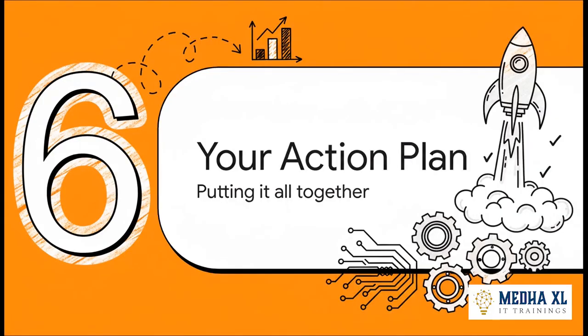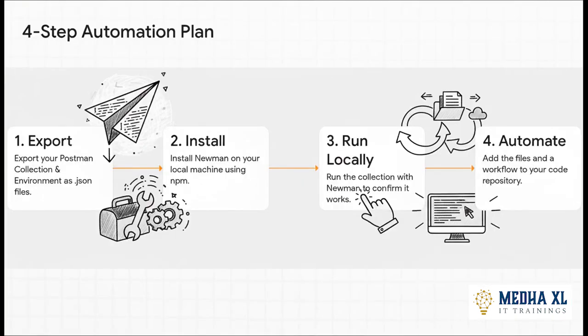Whew, we have covered a lot of ground. So let's get to the most important part. How can you actually get started with this right now? It really just boils down to these 4 steps. First, export your work from Postman. Second, get Newman installed. Third, and this is important, prove to yourself that you can run it locally from your own command line. Once that works, the final step is just adding those files to your repository and creating that simple little workflow file to run the exact same command in the cloud.